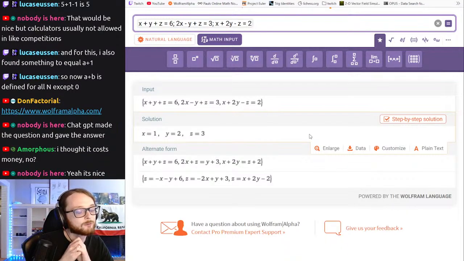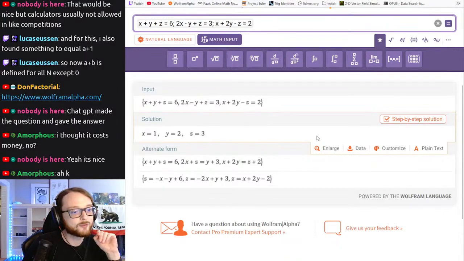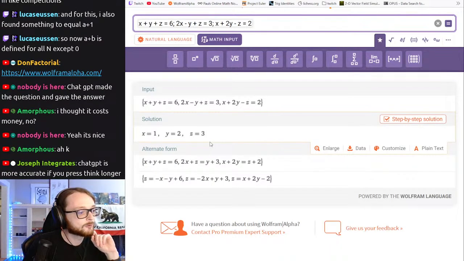ChatGPT made the question and gave you the answer. Okay. But that's exactly why you should be careful with ChatGPT, because it gave you the wrong answer. So you potentially would have been fed bad information if you trusted it too much.